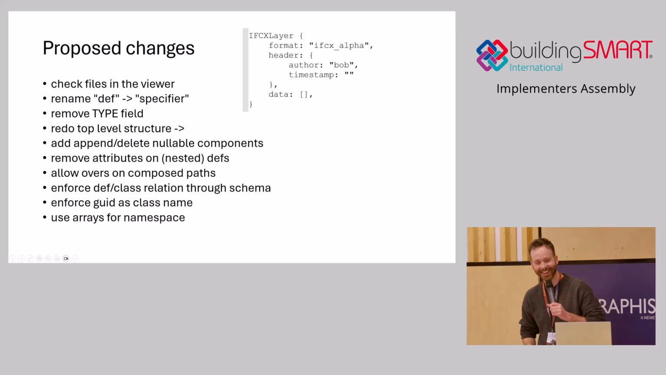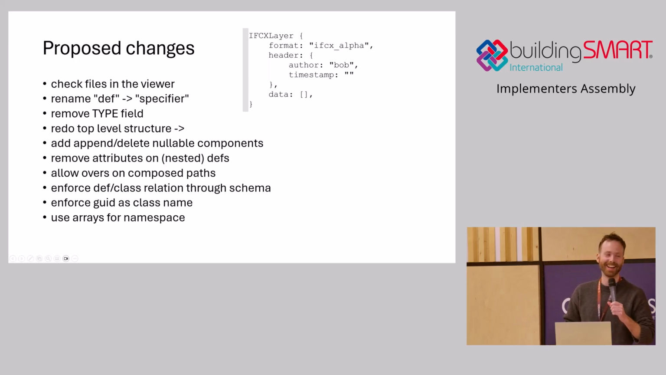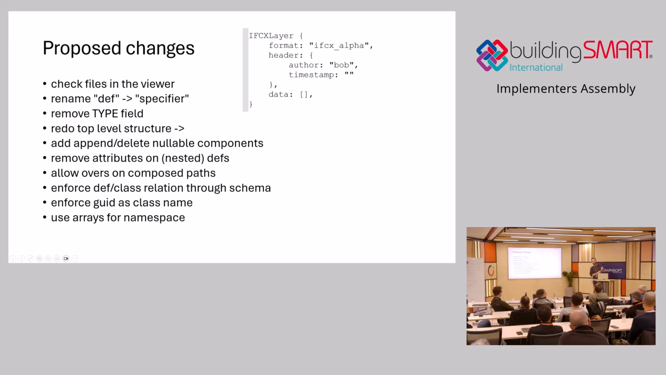Just to be sure, the structure for the IFCX file will be like that, with the layer name? No, this is an example. Okay, but you have a header. It's not straight to the array like today. So there will be a header. Yes. So the top level thing will be an object. That's the main change.